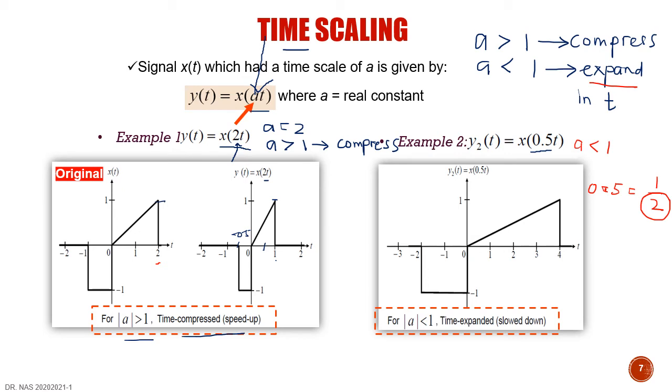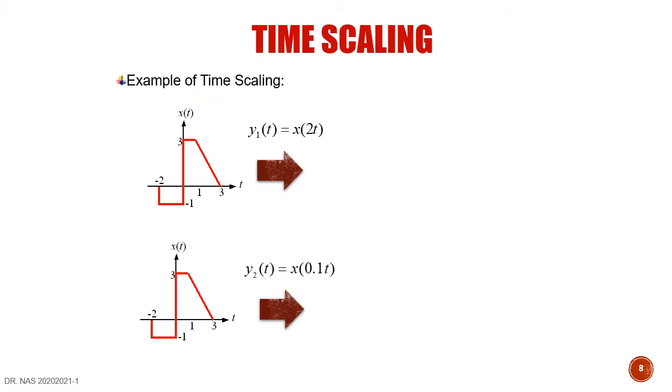So in this case, 2 becomes 4, 1 becomes 2, and minus 1 becomes minus 2. So all t will be multiplied by 2. You can see that the signal is being expanded in the time domain by 2. Okay, another example on time scaling. Let's look at the first one, x(2t). Look at the a. In this case, a is larger than 1, so you know that the signal will be compressed in t.